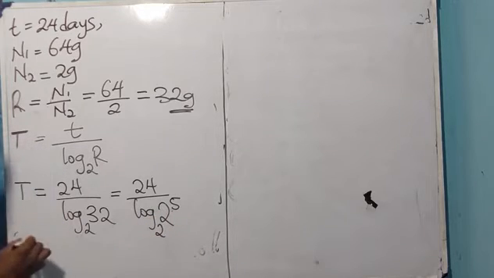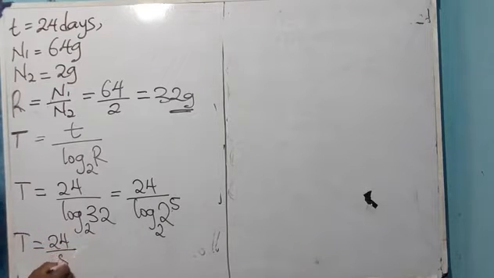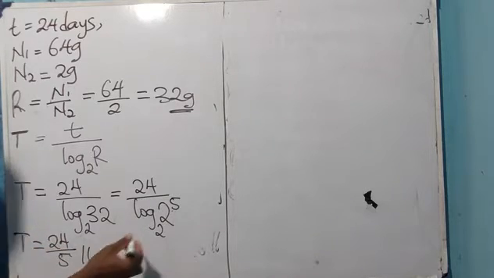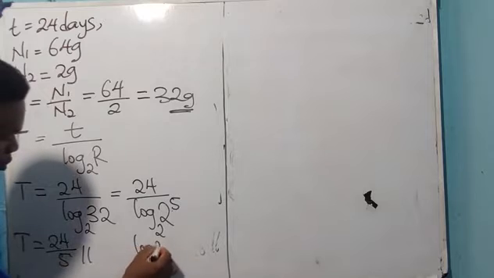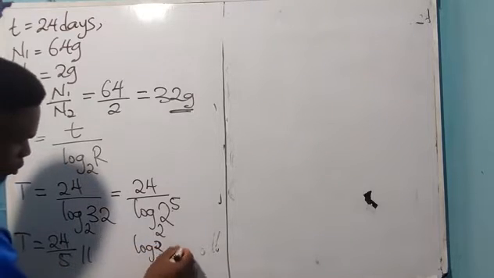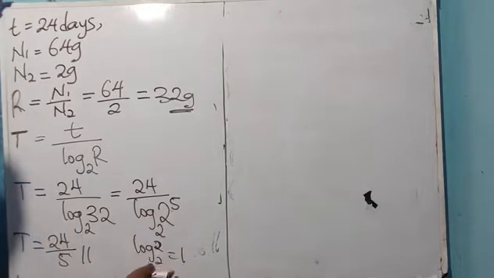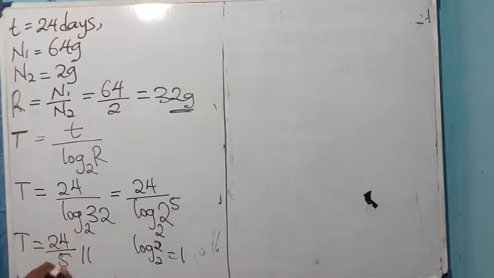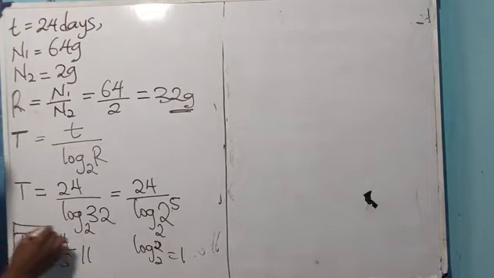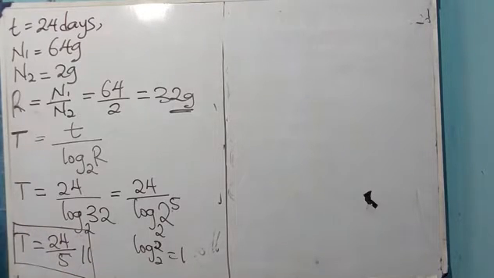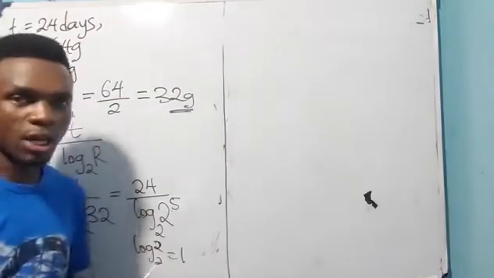Then this 2 cannot go out, I'm left with 5. It therefore means that t is equal to 24 over 5, because log 2 base 2 is equal to 1. So 1 times 5 is 5. So it becomes 24 over 5. The answer is 24 over 5. We now have another question here.